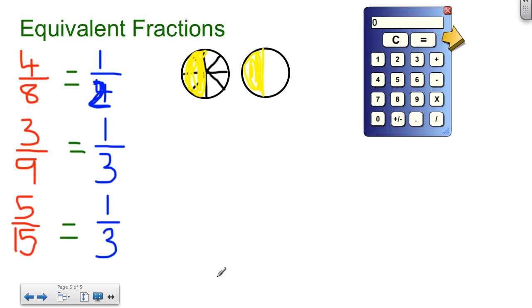In our next video, we'll get on to some more complicated equivalent fractions, but I think that's a good point to start with.